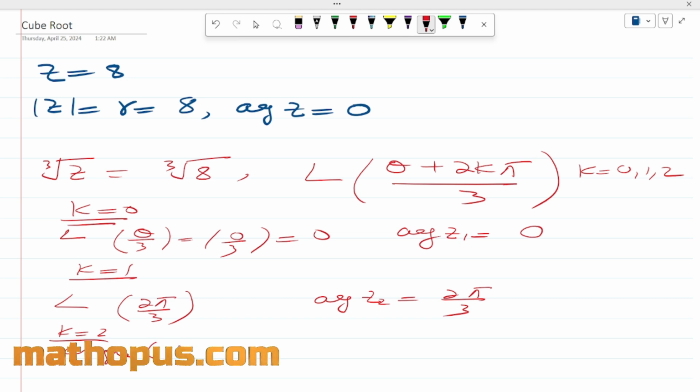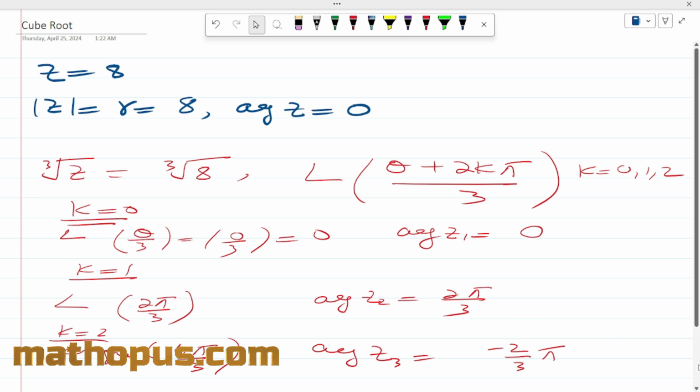The angle is going to be, when we substitute 2, 4 pi over 3, as it is not within the range. So I have to do a little adjustment. 4 over 3 minus 2, this is minus 2 over 3. So the argument of this complex number, that is the third one, is going to be minus 2 over 3 pi. Okay, now we have all the complex roots and their lengths.